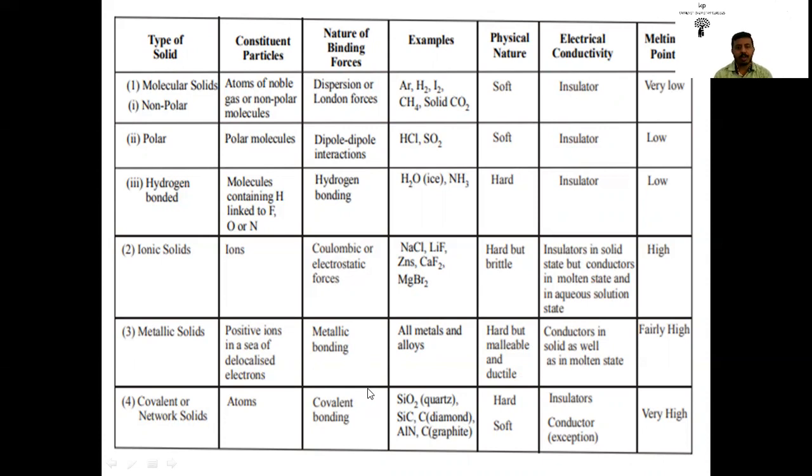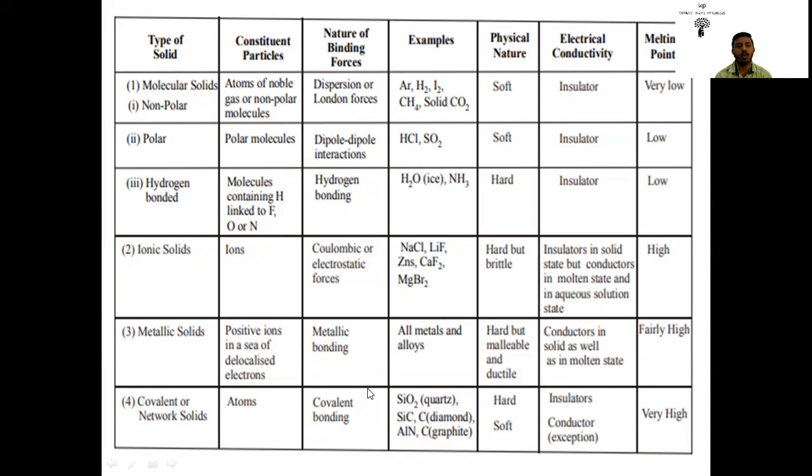In the type of metallic solids, metal ions and the electron clouds act as constituent particles. And the nature of binding force is metallic bonding. Example, all metals and their alloys. So, physical nature: as we know, metals are hard, malleable and ductile. Electrical conductivity: they act as conductors in the solid as well as in the molten state. And the melting point is fairly high compared to that of ionic solids and molecular solids.